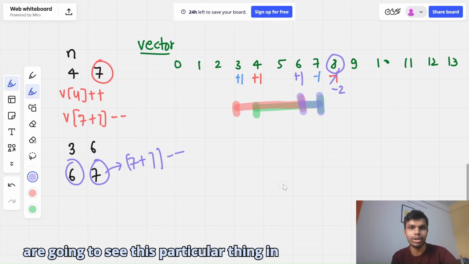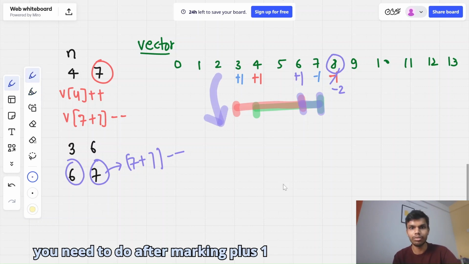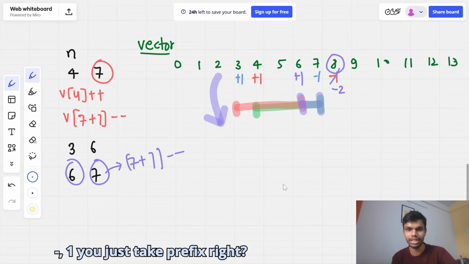How are we going to see this in the code? It is pretty simple. What you need to do after marking +1 -1 is just take the prefix sum.